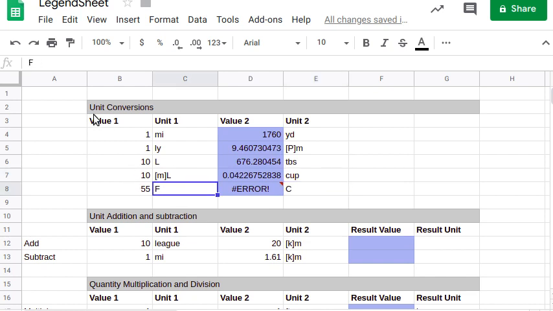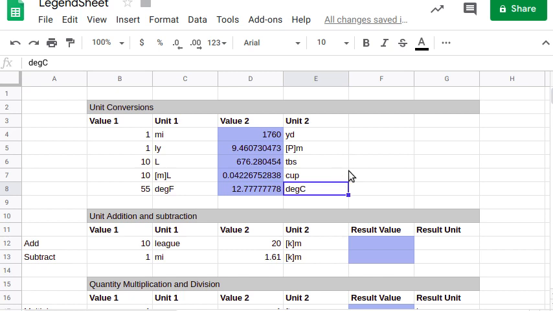So I think the proper way to do this is to put a degree in front of it, right? So that the degrees units have degree in front of them in LegendSheet.